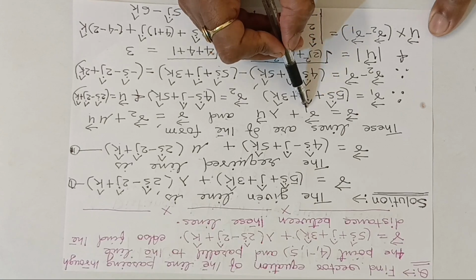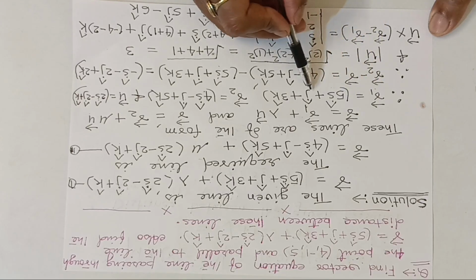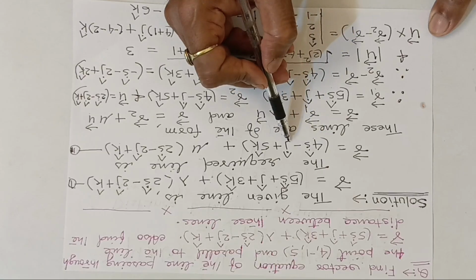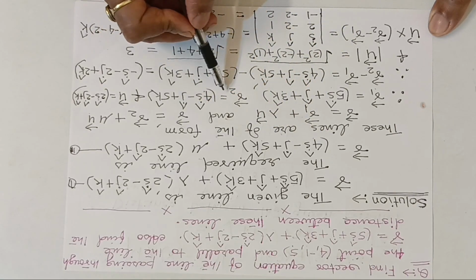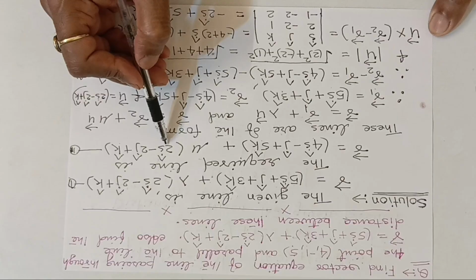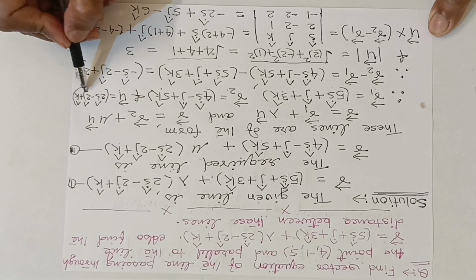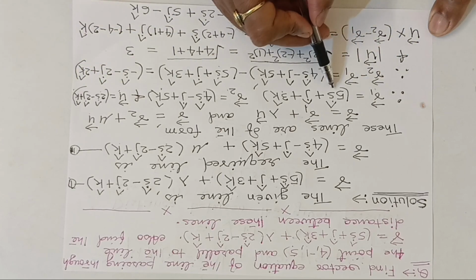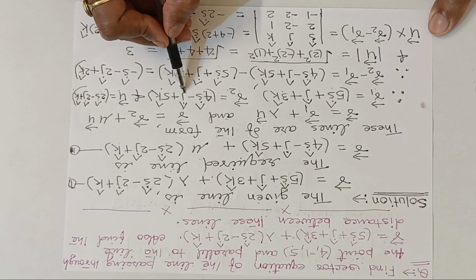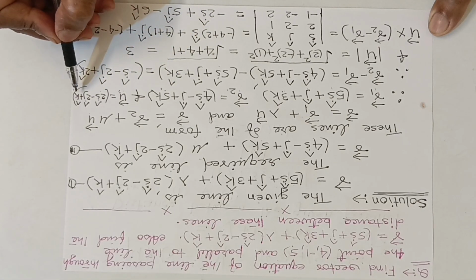Here, vector r1 = 5i + j + 3k, vector r2 = 4i - j + 5k, and vector u = 2i - 2j + k.